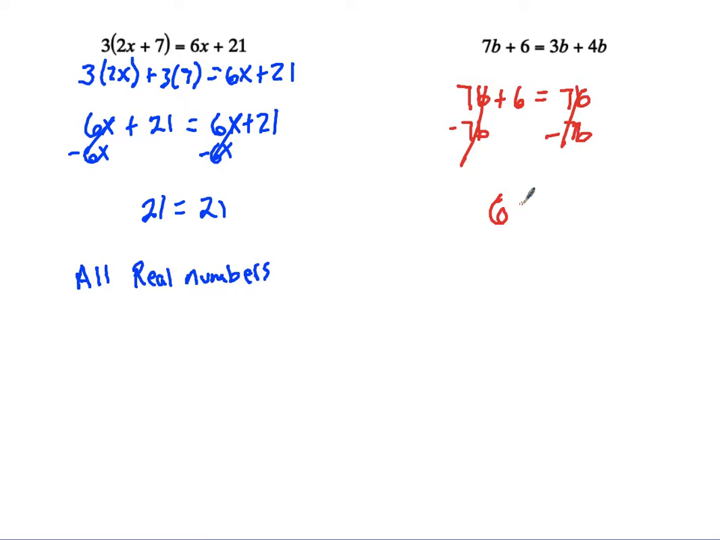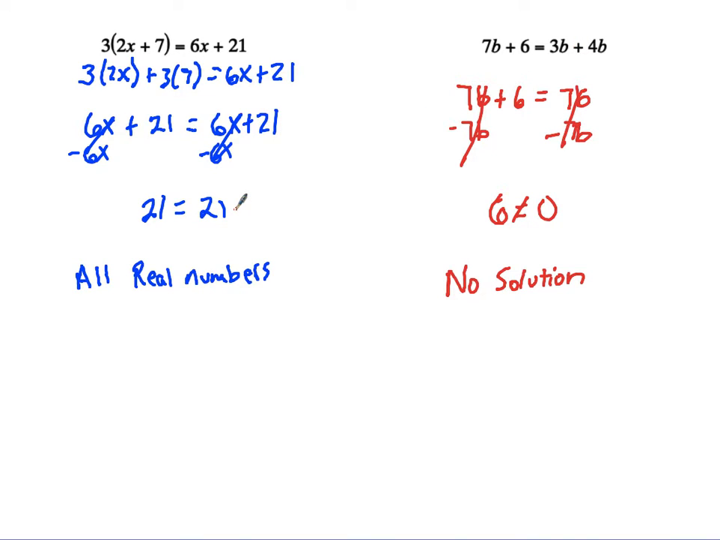Subtract 7b. And then I would end up with, these terms cancel out, these terms cancel out. So I would end up with 6 equals, and on this side, 7b minus 7b is 0. So 6 equals 0. Well, that's not true. 6 does not equal 0. And so we call this one a no solution equation. And that means no matter what number I put in for b, there's no number that exists that I could put in for b that would make this equation true.